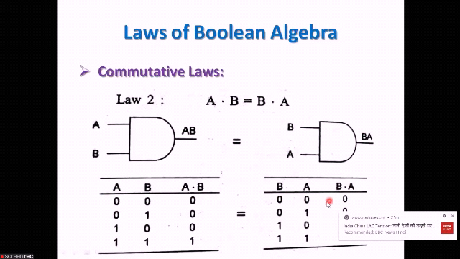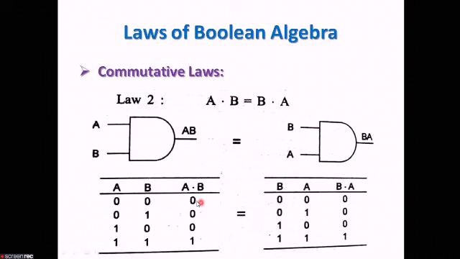Just the multiplication. Next is 0 and 1, the output is 0. Next is 1 and 0, the output is 0. Next is 1 and 1, the output is 1. So we can see that the output combinations of this truth table and this truth table are both the same. So we can say that this law is proved, that is, A dot B will be equal to B dot A. So it is proved.